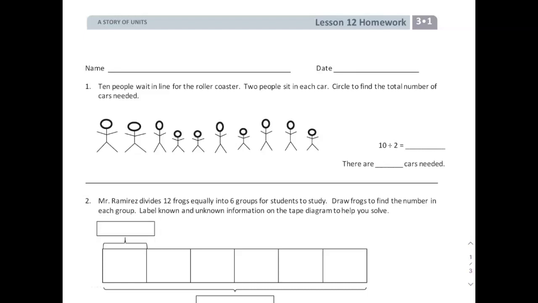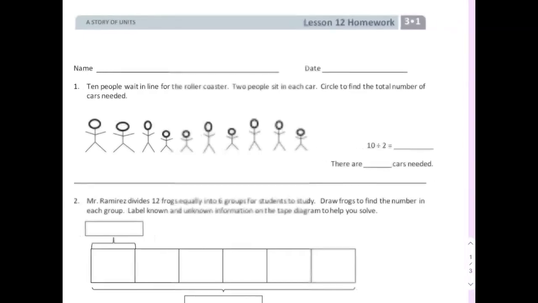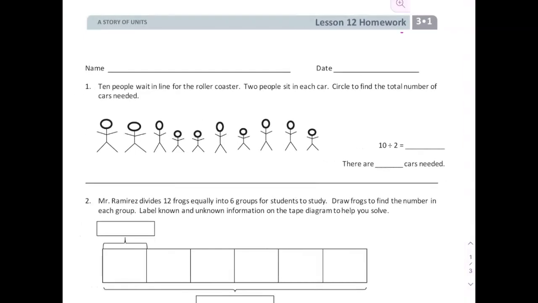Hi boys and girls. This is the Lesson 12 Concept Development. It says homework at the top of this page. I'm going to use the homework pages to teach you the lesson today.